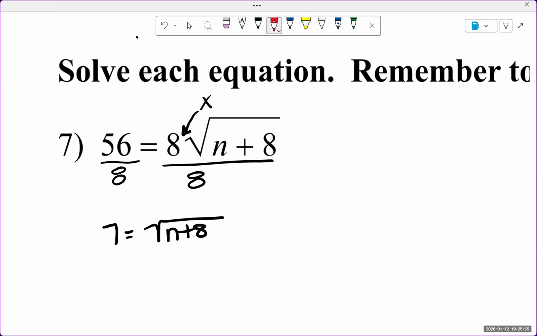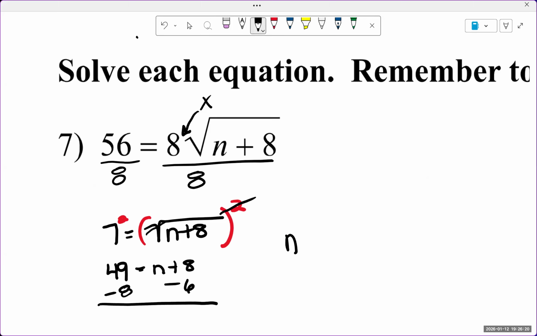Next step, the opposite or the inverse function for square root is to square. So we're going to square both sides. The square root cancels the squared. 7 squared is 49 equals n plus 8. Now the 8 is free. Subtract 8 from both sides. And we get n is equal to 41.